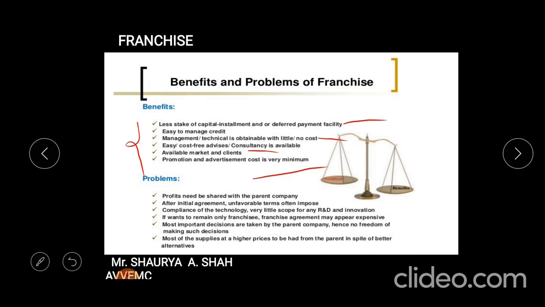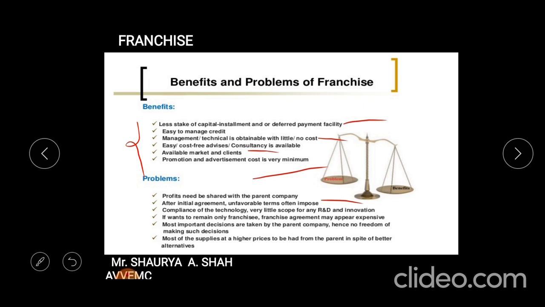After initial agreement, unfavorable terms are often imposed. Many a times this thing takes place. When you enter into the agreement, they show different conditions. Once the business is started, the terms and conditions apply, right? So many a times it takes place that unfavorable terms and conditions are applied, which always benefit the company.